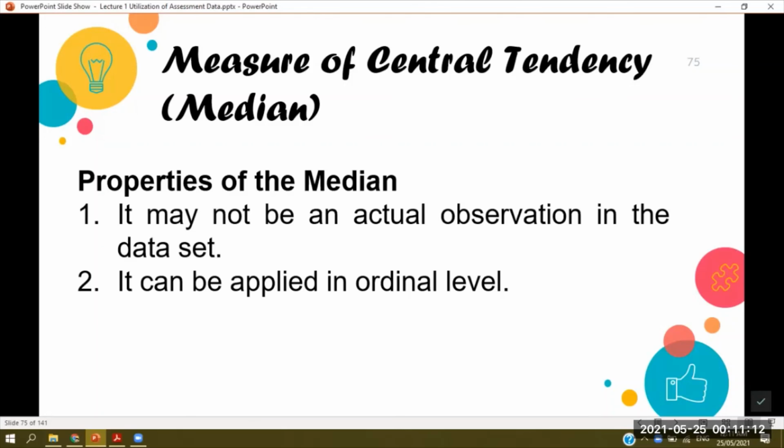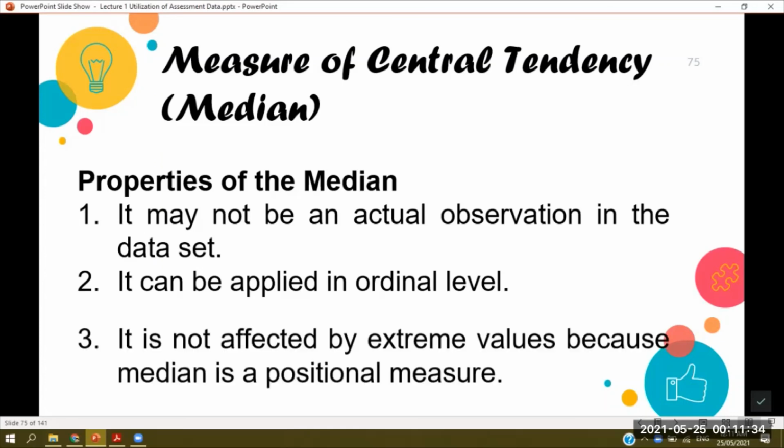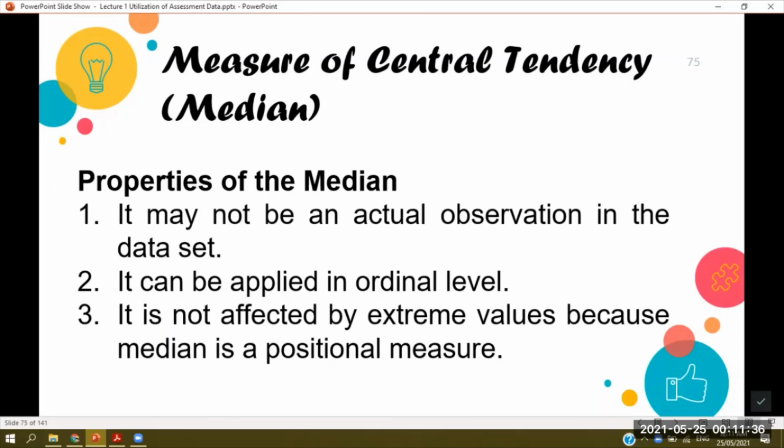Again, remember we have the nominal, the ordinal, we also have the ratio, and then of course the interval. So for this, it can be applied in ordinal level. If you forgot the definition or the features of the ordinal level of measurement, try to go back to our previous lesson so that you can recall it. Number three, it is not affected by extreme values because median is a positional measure.